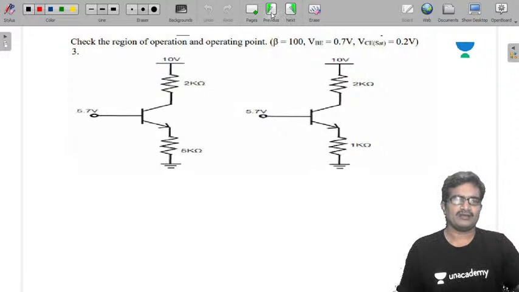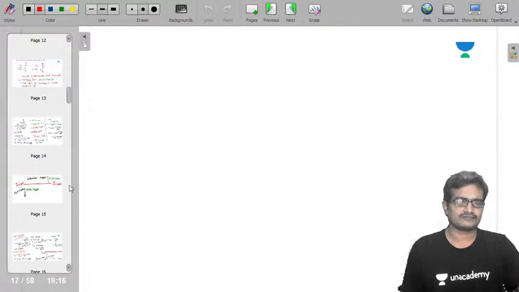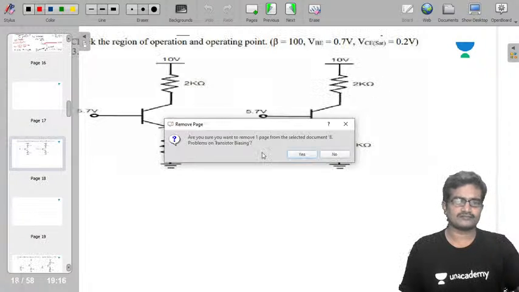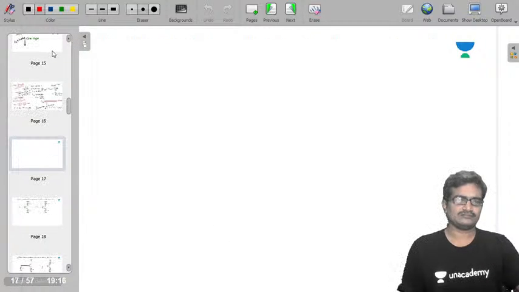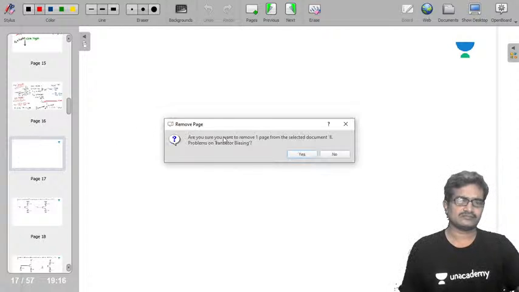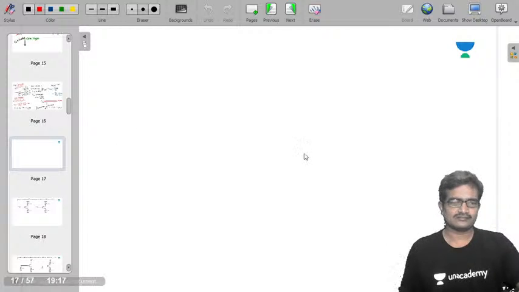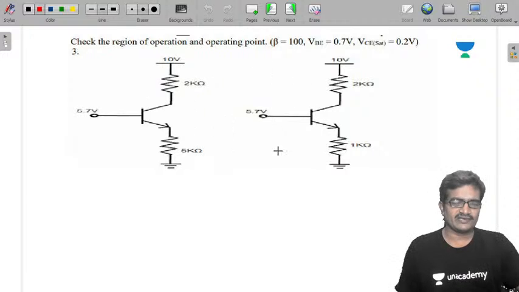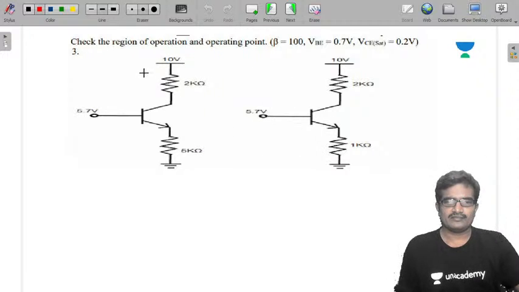Now I am going to this one. This is our problem. Here, see this, what we have to do: check the region of operation and the operating point. They gave beta 100, VBE 0.7 and VCE saturation is 0.2 volts.